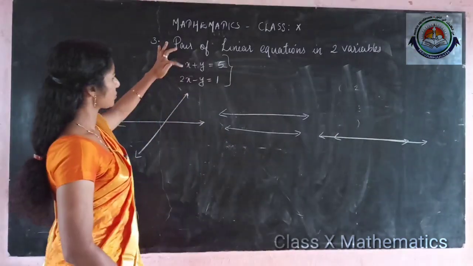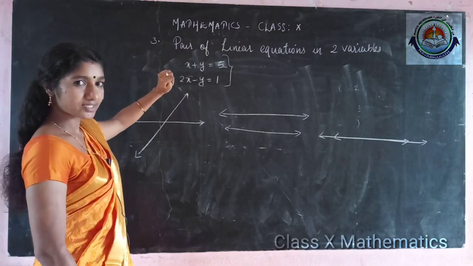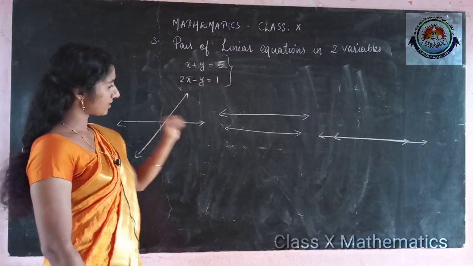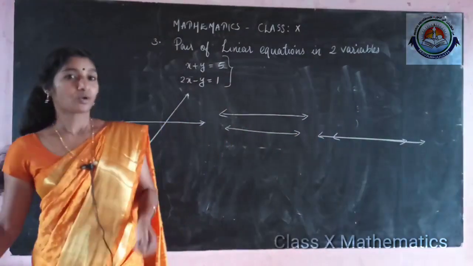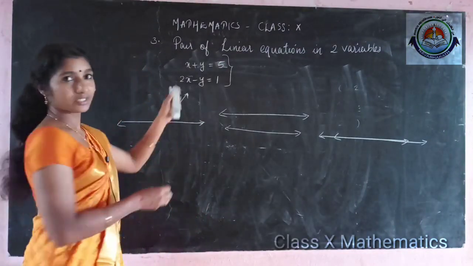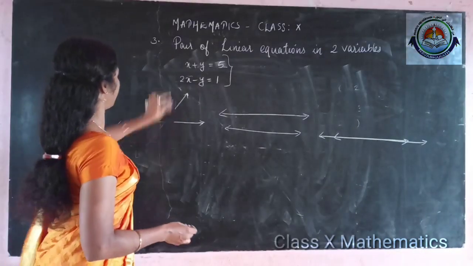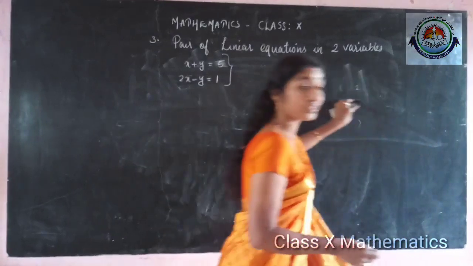See these two straight lines. Let us draw them and check whether they are intersecting, going parallel, or coinciding with each other. So we are going to draw this straight line. x plus y is equal to 5 is a straight line.